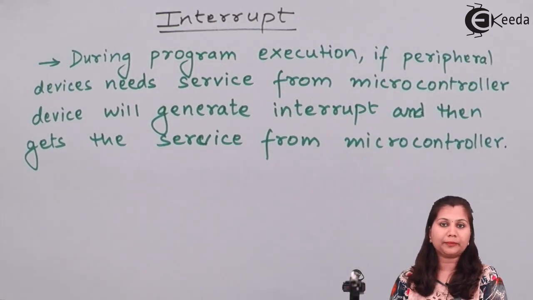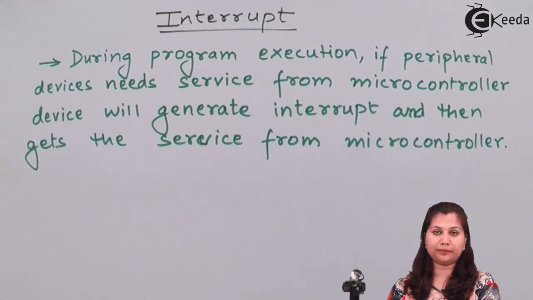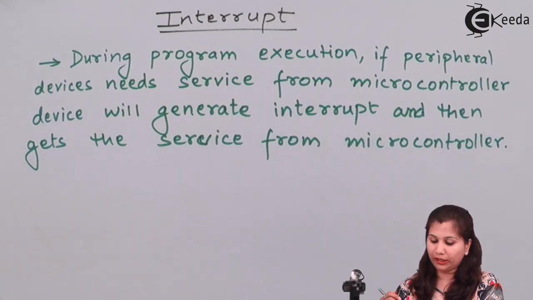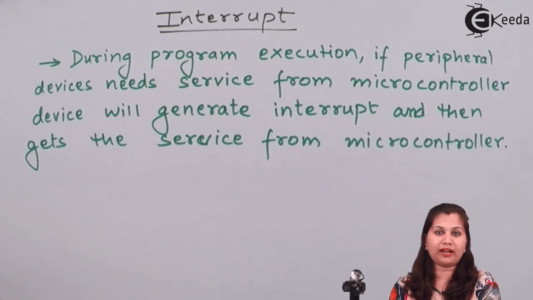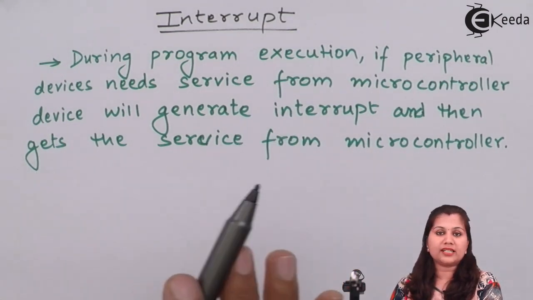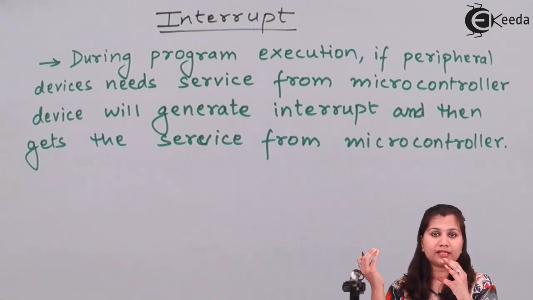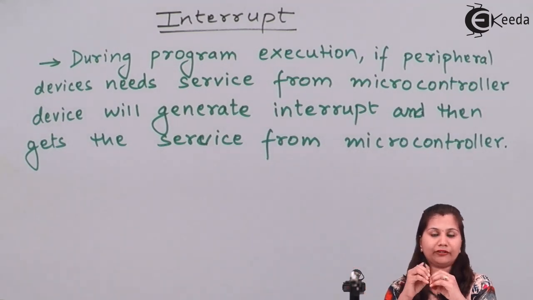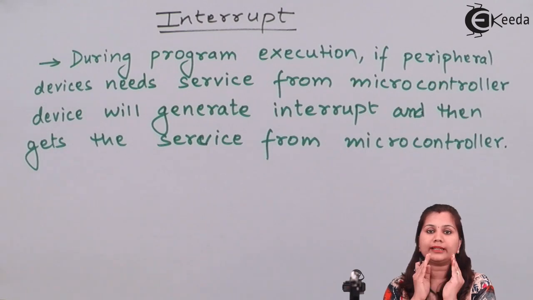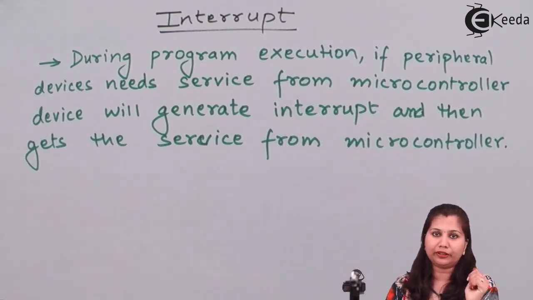So during program execution, when the microcontroller is executing the program, it is executing some instruction among the various instructions. If some peripheral device wants to transfer data or receive data, or wants the service of the microcontroller, it generates an interrupt. Because the microcontroller is doing some work, any other device that wants its service has to first generate an interrupt. It sends a request, and when that request is accepted by the microcontroller, the microcontroller gives its service to that peripheral device.